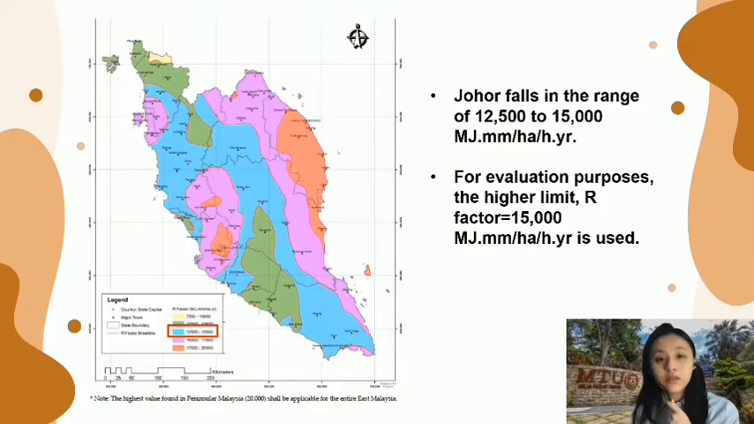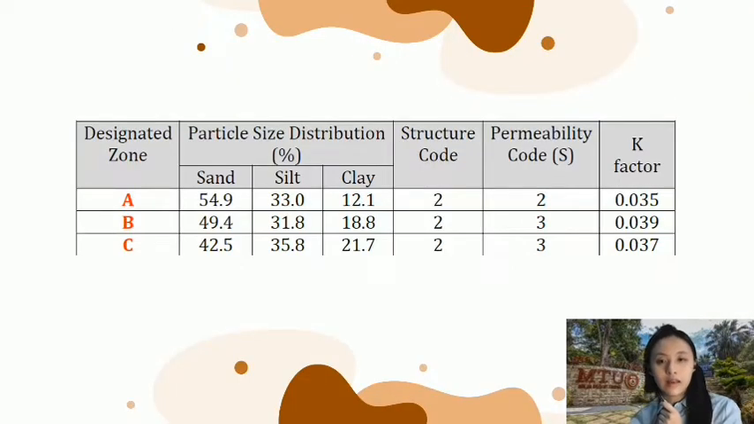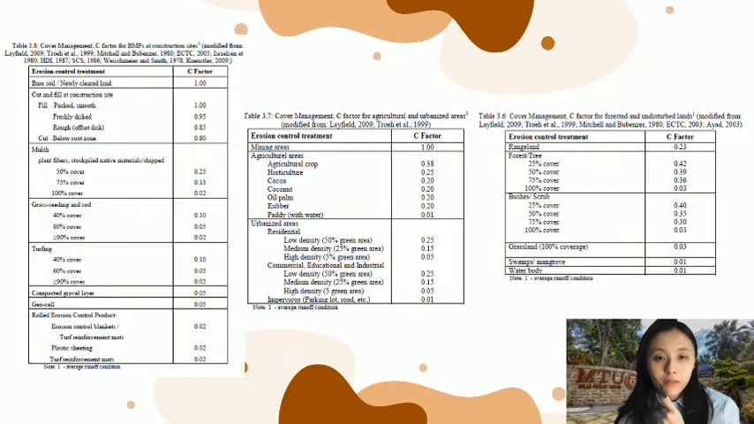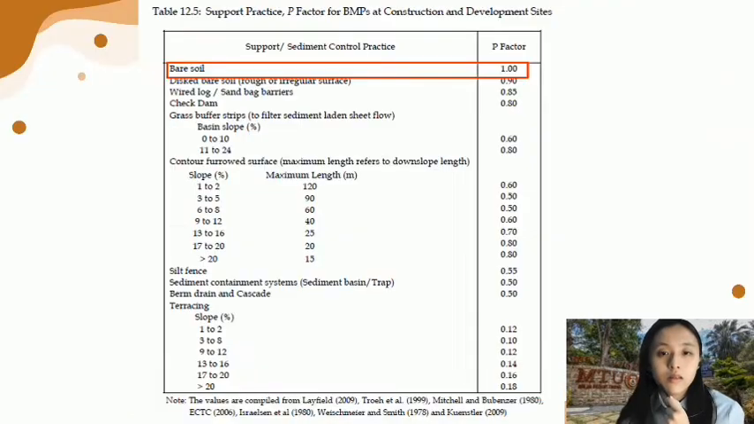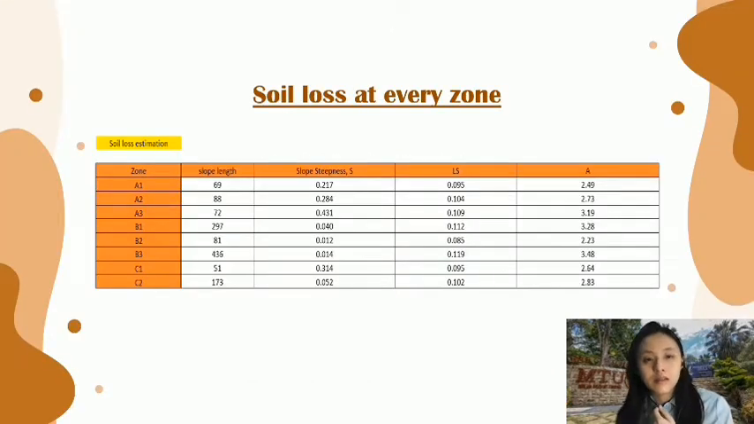As Johor is the blue zone, which falls in the range of 12,500 to 15,000, so for the evaluation purposes, the higher limit R factor is applied in our project, which is 15,000. And this is the K factor given by lecturers. And the C factor can be obtained from the MASMA table according to different conditions. While the P factor used in the project is 1 for bare soil. And this is the soil loss estimation at every zone for my group.